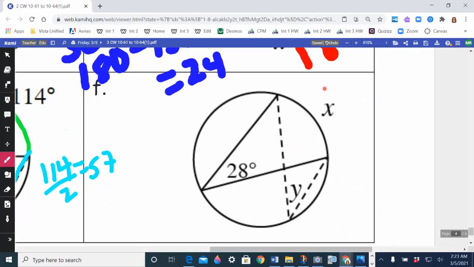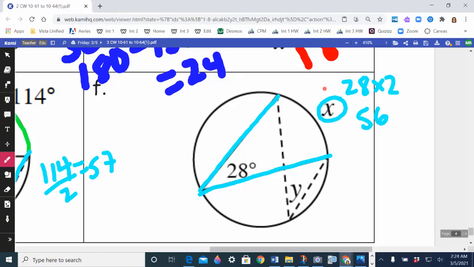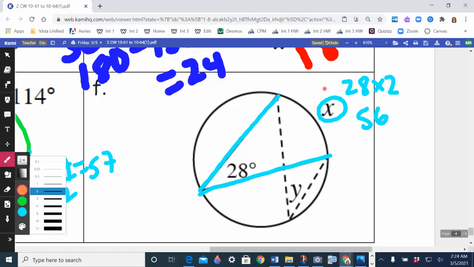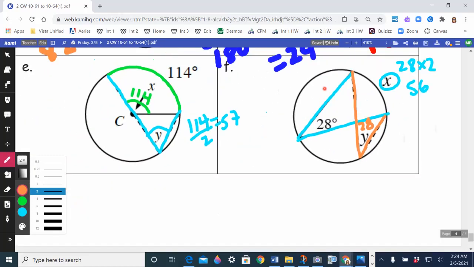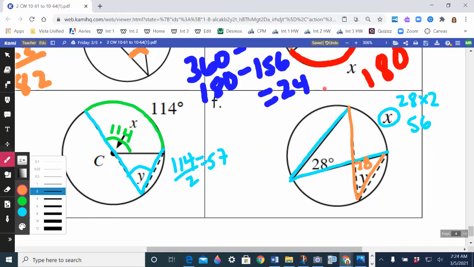On this one, I have this angle here, which is inscribed as 28, which means that this arc is going to be 28 times 2, or 56. Now, this angle here also forms that same arc, so it has to be the same as my other inscribed angle. It is 28. So you're going to be seeing a little bit of this on your homework along with review.